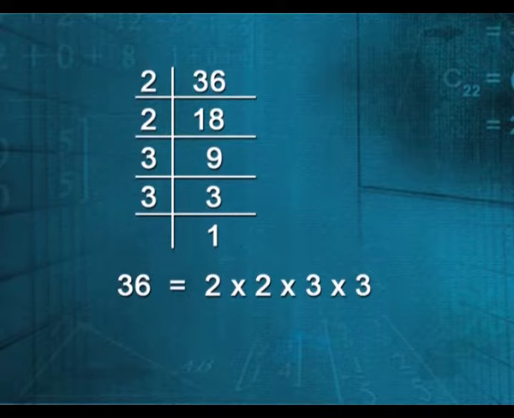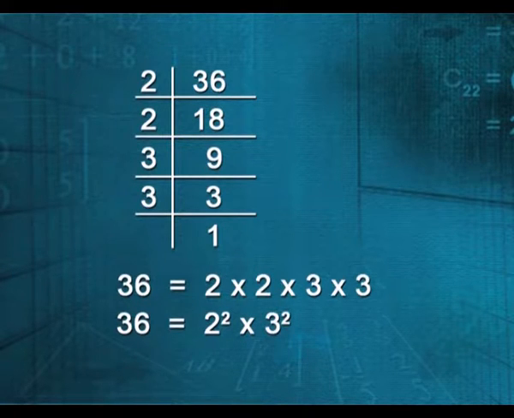How many times we are multiplying 2? 2 times. How many times we are multiplying 3? 2 times. Therefore, 36 can be written as 2 raised to power 2 multiplied by 3 raised to power 2.